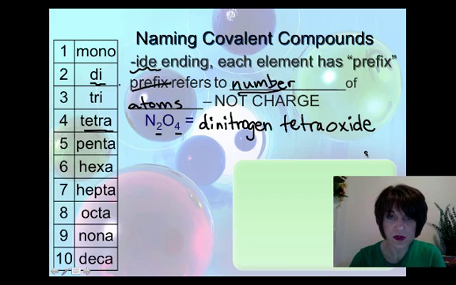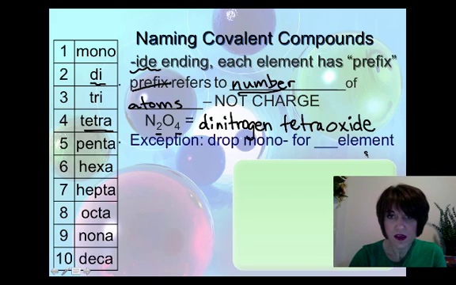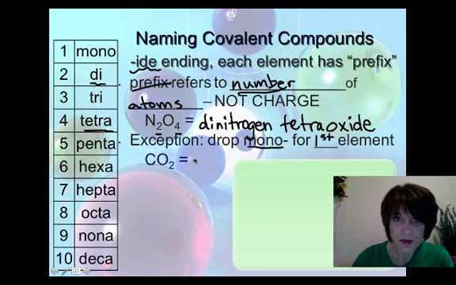Does that seem simple enough? Here's a prefix. There's one exception. For the first element, if there's only one of them, we drop the prefix mono, like carbon monoxide or carbon dioxide. We don't call it monocarbon, we just call it carbon dioxide, because then the mono becomes redundant.